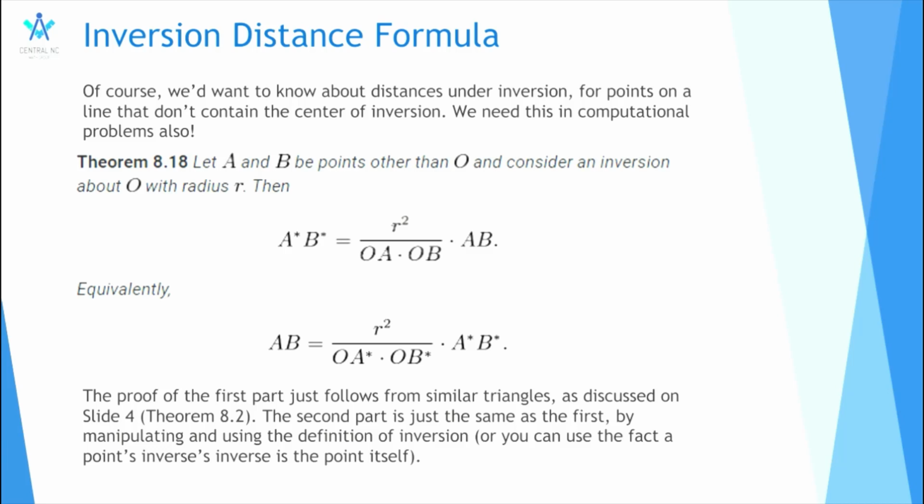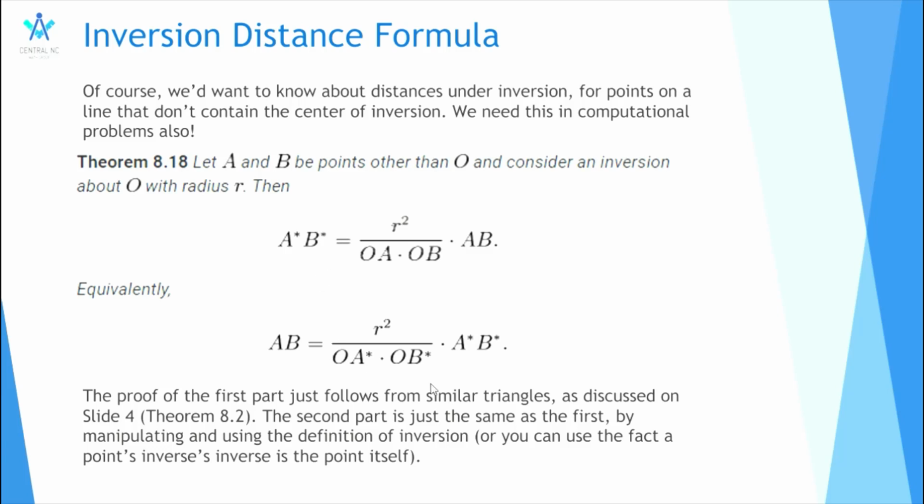So let's see. Theorem 8.18. Let A and B be points other than O and consider an inversion about O with radius r. Then the distance A prime B prime is equal to r squared over OA times OB times AB. Equivalently, AB is equal to r squared over OA prime times OB prime times A prime B prime.